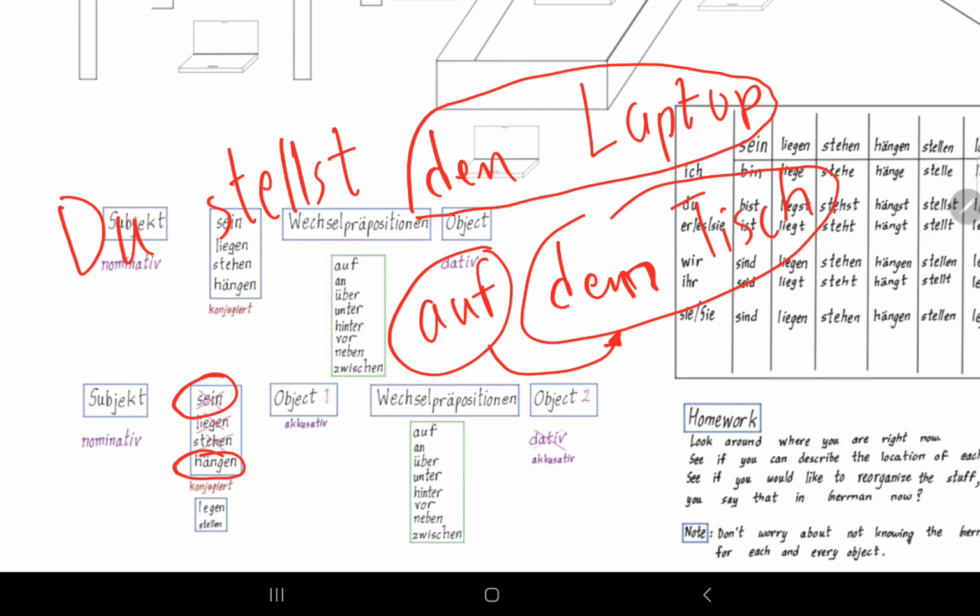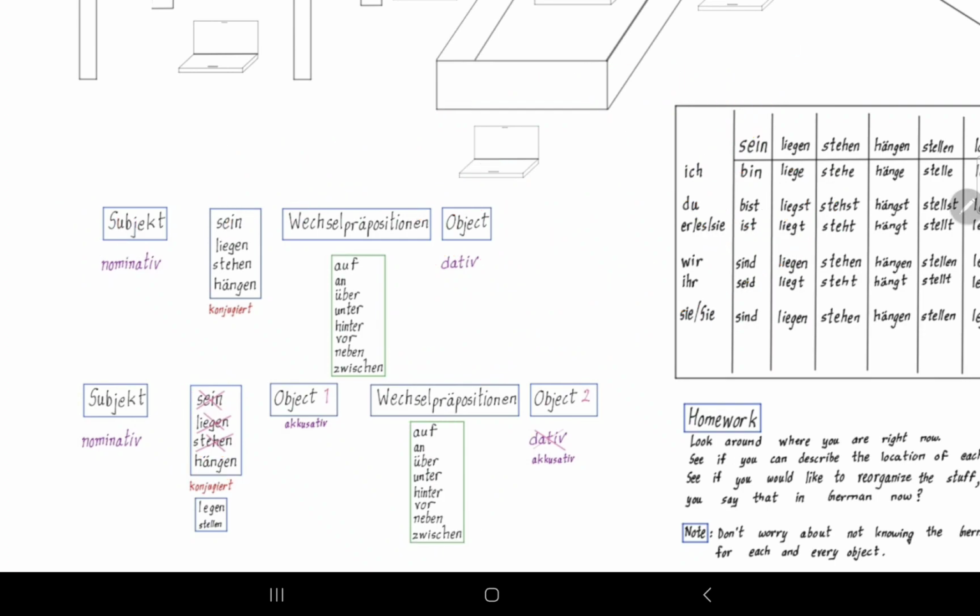So I hope you could follow. When is it accusative? When is it dative? If you're simply describing the position of an object, it is dative. What comes after these prepositions will be dative. If the sentence describes some kind of movement, it will be accusative, right? Also, what you have to remember is that when you're describing simply the position, you can use sein all the time, okay? But if you want to say hanging, it will be hängen, standing, stehen, lying, liegen.